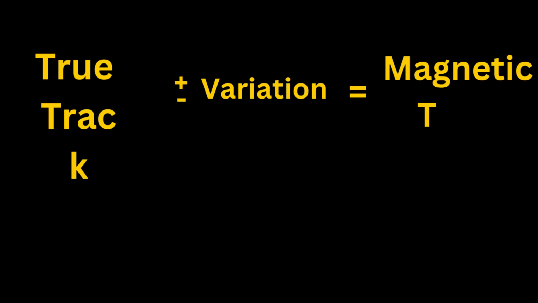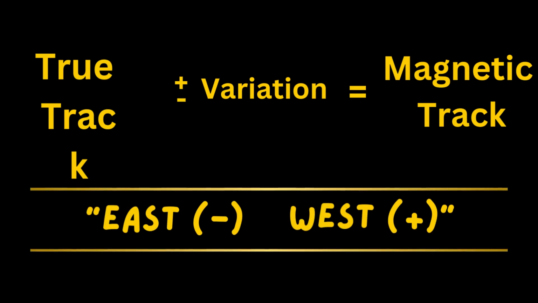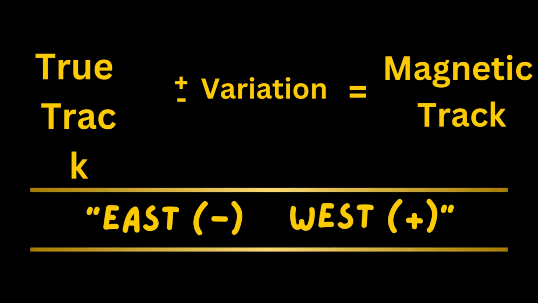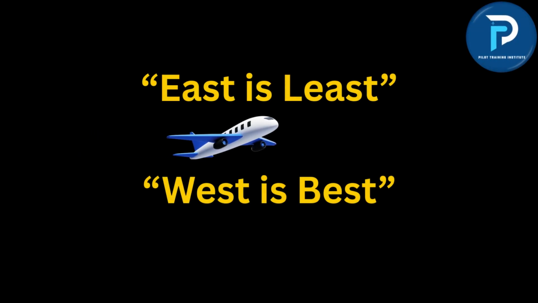Now if questions come in DGCA, so what will you do? Do we have a formula for this? Of course we do. So the formula is true track plus or minus variation will give your magnetic track. So how will you know whether to add or subtract? So if it's east, subtract, and if it's west, add it. Do we have a simple mnemonic to remember this? Of course we do. East is least and west is best.